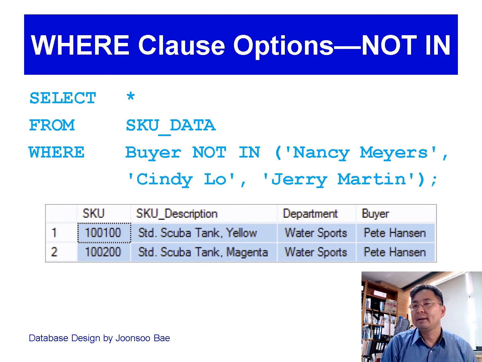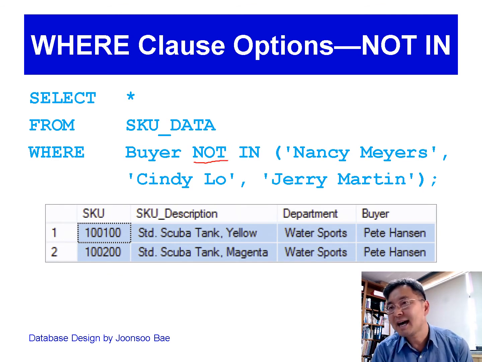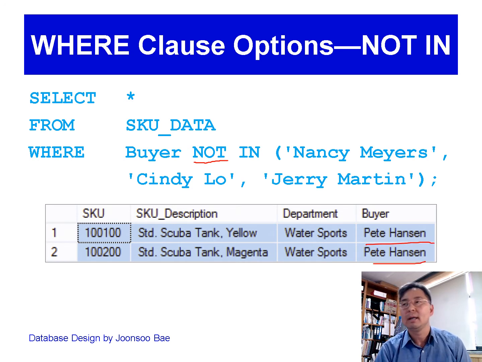The negative of IN is NOT. NOT is the negative of IN. So buyer NOT IN means that buyer cannot include Nancy Meyer, Cindy Lowe, Jerry Martin. Excluding these three people, there is Peter Hansen in our data set. So only the Peter Hansen rows will be selected, will be searched here as the result.